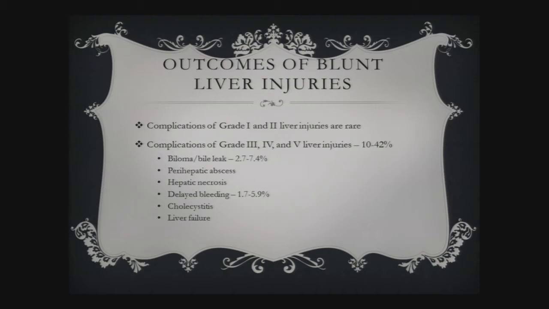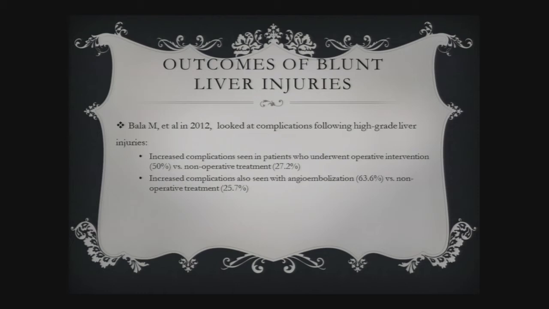So outcomes, there are rare complications for grade 1 and 2. There's small injuries, but there are a good deal of complications for grade 3, 4, and 5, 10 to 42%. Lots of times we see bilomas, abscesses, and delayed bleeding, but the mortality is 0 to 8% typically.